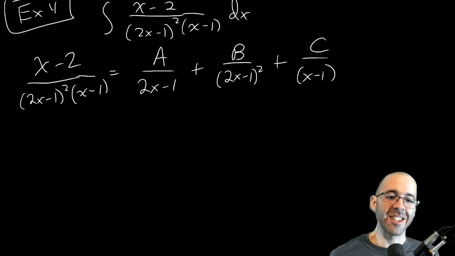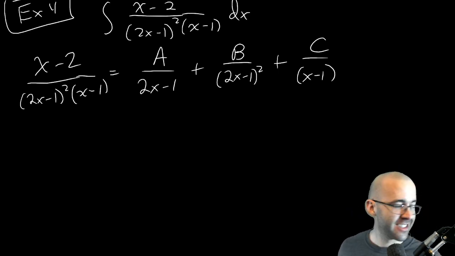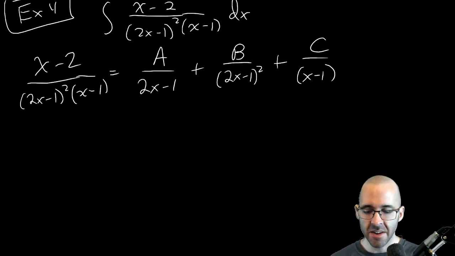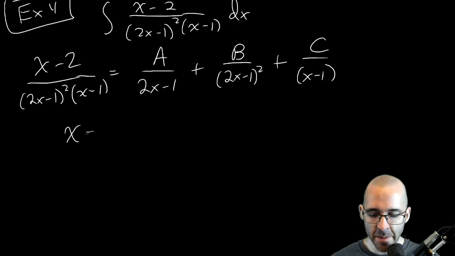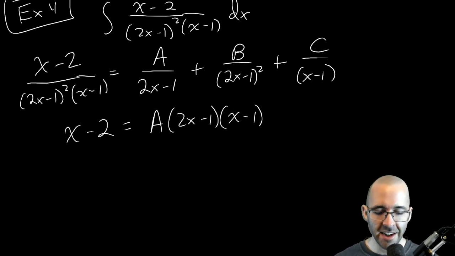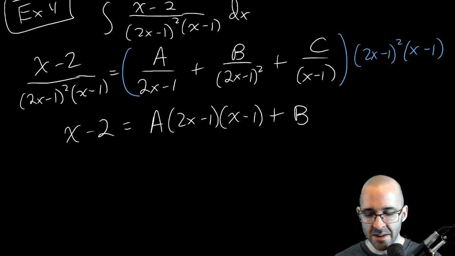Okay, this is where the jacket's coming off, because this is where we've got to get into things. Okay, so we can multiply both sides of this equation by the LCD. I'm not going to bother writing it out. That'll give us a times 2x minus 1, because one of them will cancel, times x minus 1. I probably should have written it out. Plus b. All right, let's write it out. We're multiplying both sides of this equation by 2x minus 1 squared times x minus 1, the LCD.